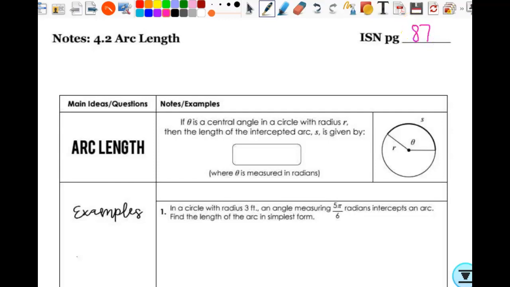Okay. So arc length is something that you do see in geometry. The difference between the arc length you did in geometry and the arc length that we are doing here is that in geometry it's all based in degrees, and what we're doing is based in radians.